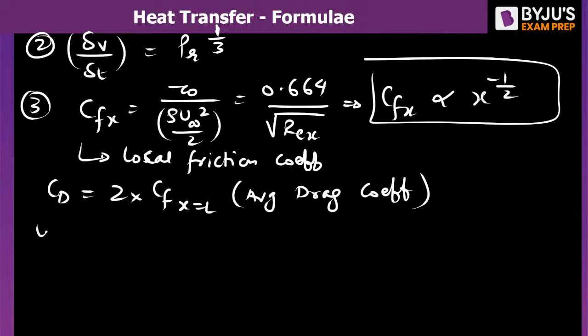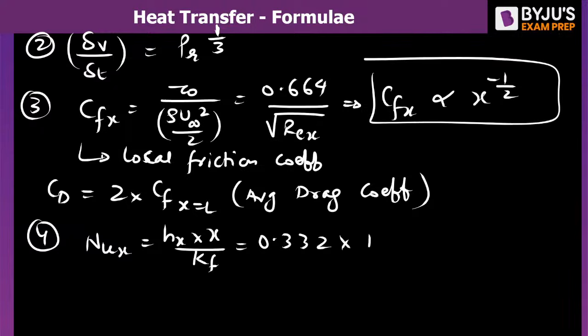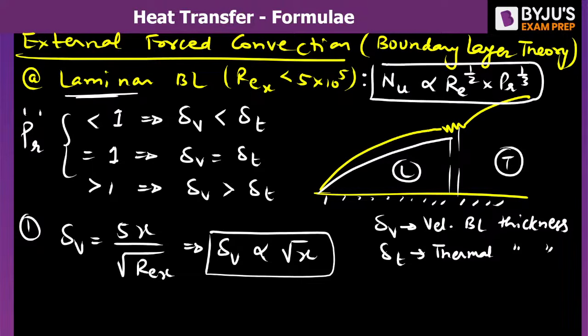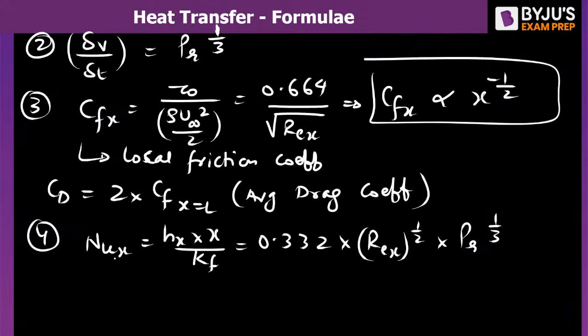And then next formula is Nusselt number, that is Hx into x by Kf, is given by 0.332 into Reynolds number to the power 1 by 2 into Prandtl number to the power 1 by 3. I should have mentioned here for laminar boundary layer. So Nusselt number is directly proportional to Reynolds number to the power 1 by 2 into Prandtl number to the power 1 by 3 for laminar boundary layer. And the exact expression is this.